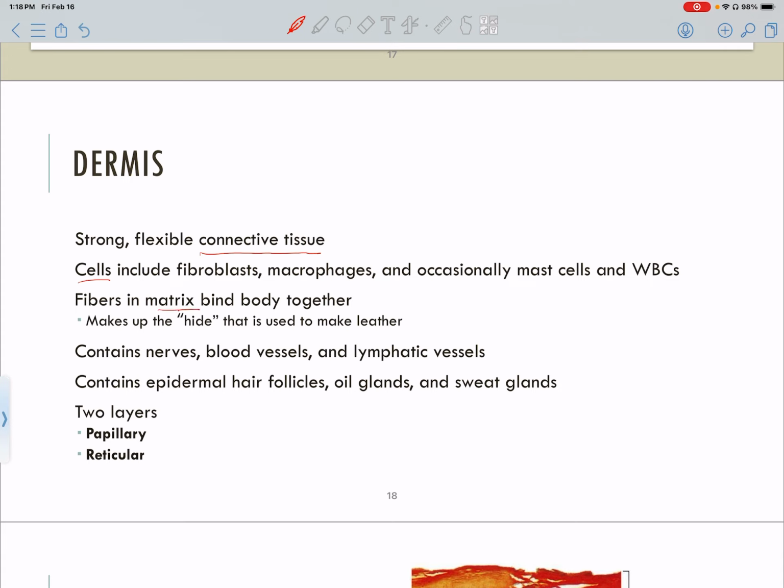And in addition to that, remember that the dermis is vascularized and innervated. So we're going to see nerves and we're going to see different blood vessels as well as lymphatic vessels, which we'll learn about in A&P2. We also are going to have our hair follicles housed here, sebaceous glands, and sweat glands, all of which you identified in lab. And the dermis has two specific layers, your papillary layer and your reticular layer.